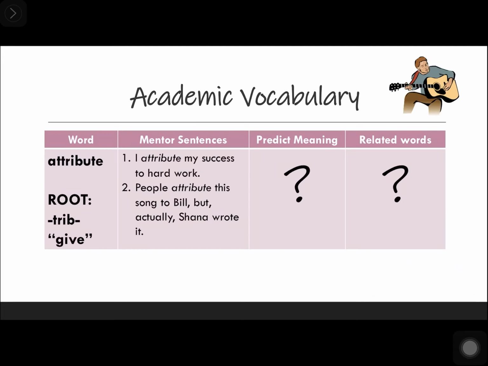Okay. So our first word is attribute. The root is trib, and it means to give. Your mentor sentences are, I attribute my success to hard work. People attribute this song to Bill, but actually Shanna wrote it. Now, I originally pronounced that attribute, but I was using the noun form as opposed to the verb form. Attribute, in this case, is a verb. It's something you do. So you're going to go ahead and predict the meaning.